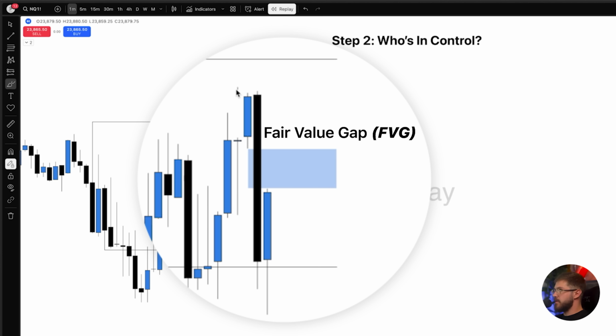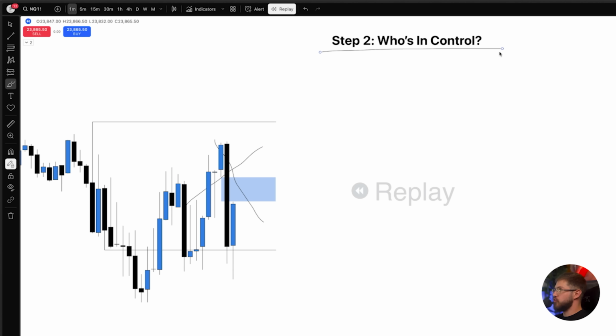But some fair value gaps are stronger than others. And this fair value gap would not qualify to tell us who is in control. The reason for that is we didn't get a candle closure outside of the range with it. So as we said before, a wick alone doesn't count. A candle closure alone doesn't count. And fair value gaps don't count either if they don't close outside of the range or have a confirmation.